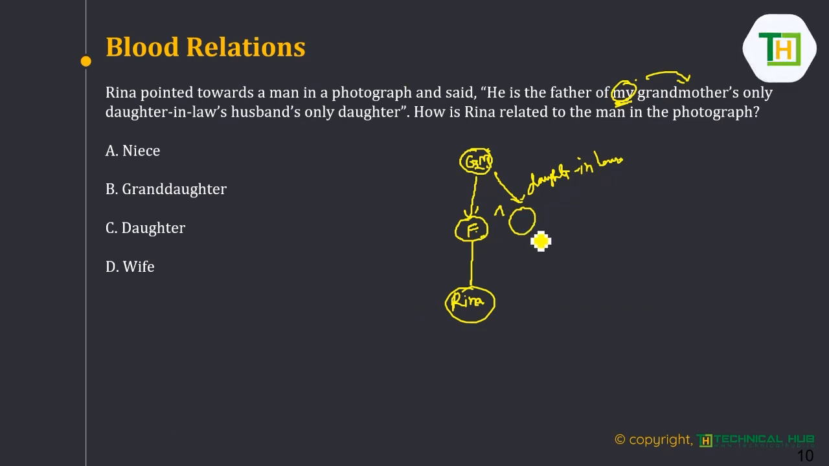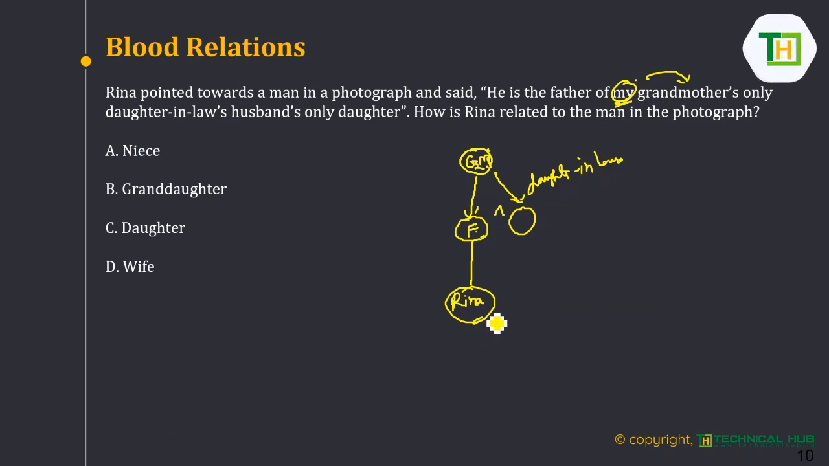So daughter-in-law means కోడలు. So grandmother son యొక్క wife అనేది daughter-in-law అవుతుందమ్మా. So that daughter-in-law's husband means here Reena's father. That father's only daughter. So only daughter means here Reena.